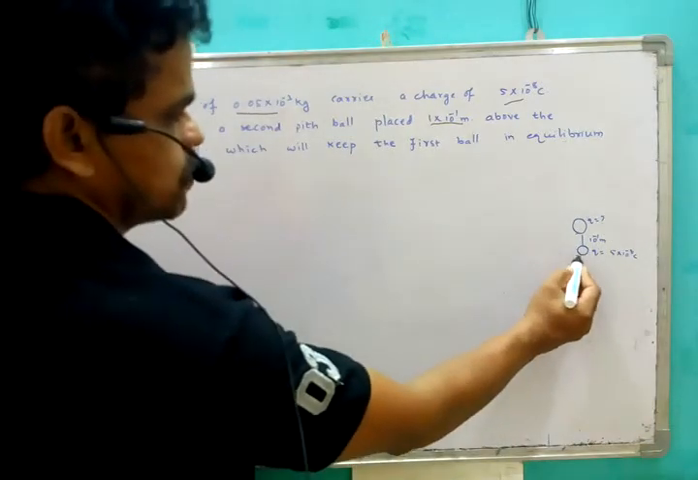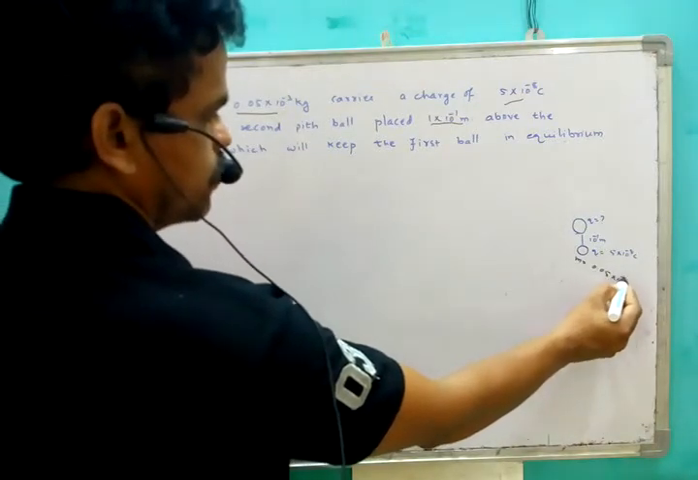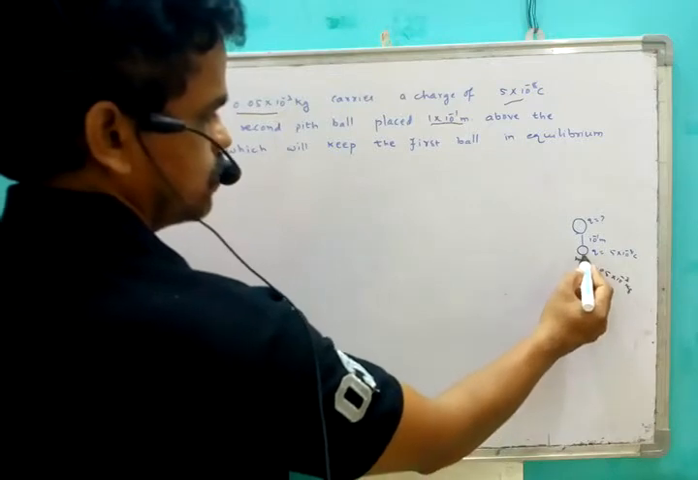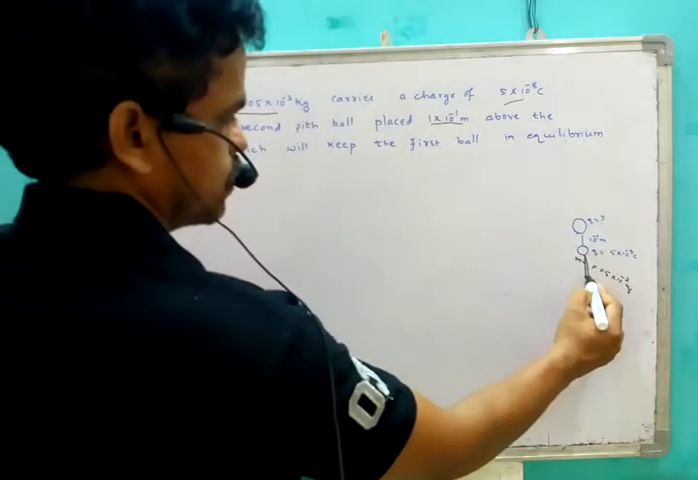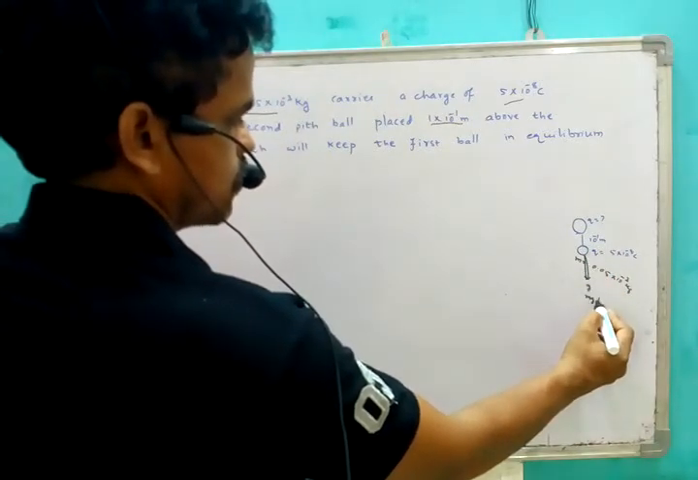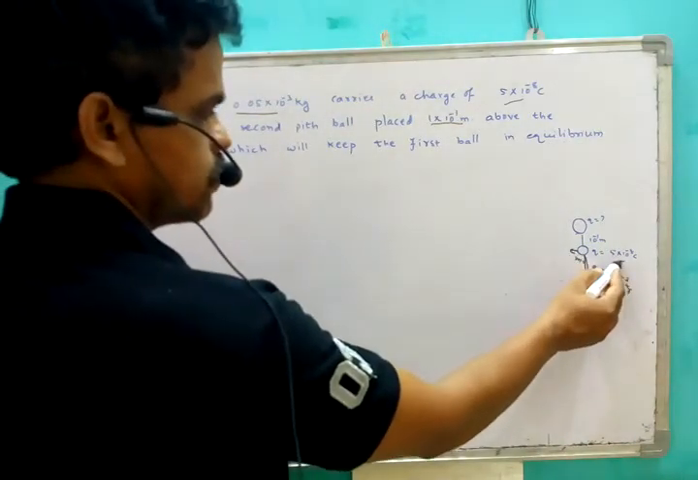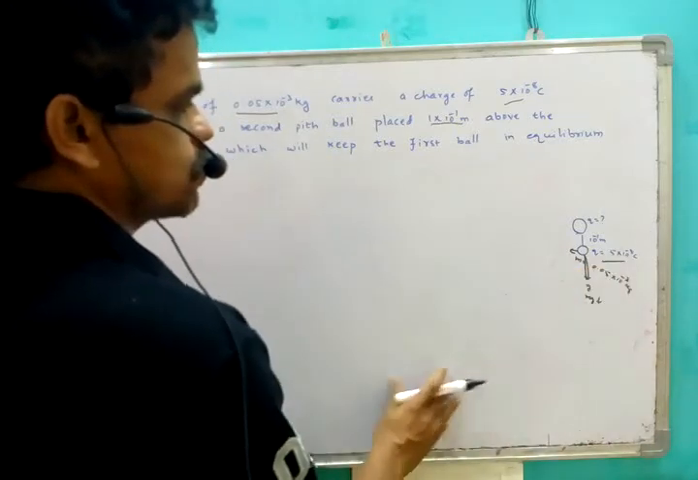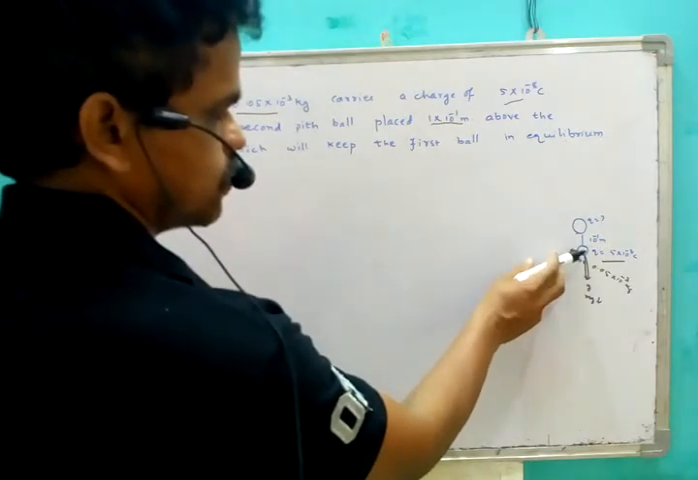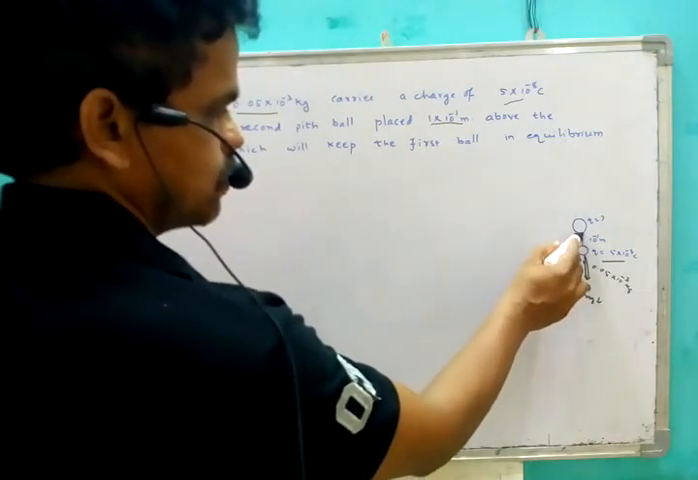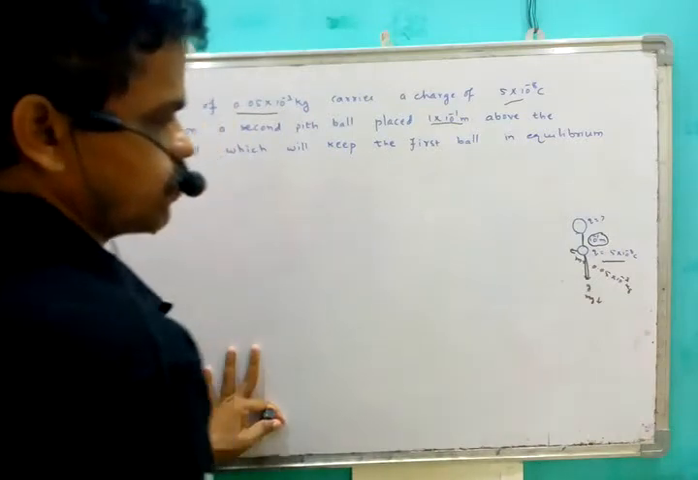So the first ball's mass is 0.05 × 10^-3 kg. The gravitational acceleration is g, so the weight mg acts downwards. This is the first ball, and its charge is 5 × 10^-8 coulombs. If we place a second ball above the first ball, the distance between these two balls is 10^-1 meter.